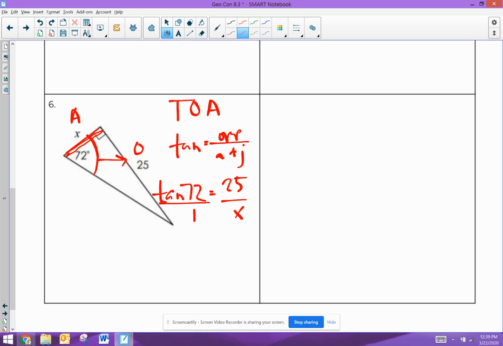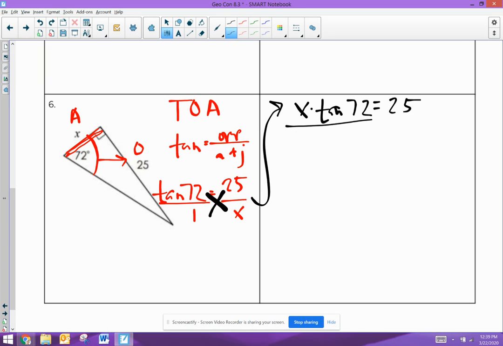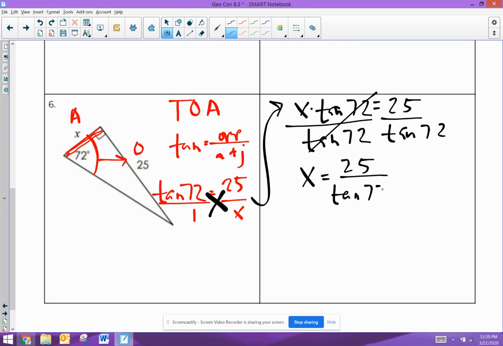And I'll just make that a proportion, cross multiply. That was large. And over here, x times the tangent of 72 equals 25. Don't want intermediate rounding, so I'm just going to divide by the tangent of 72 on both sides to isolate x. So 25 divided by the tangent of 72.